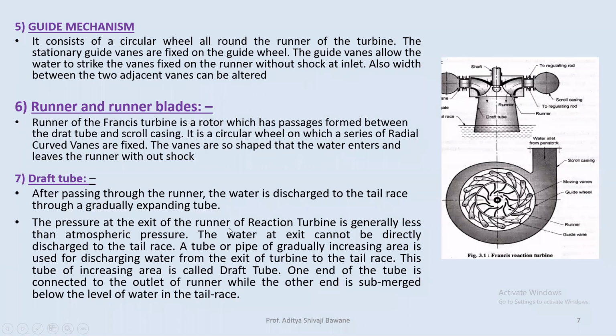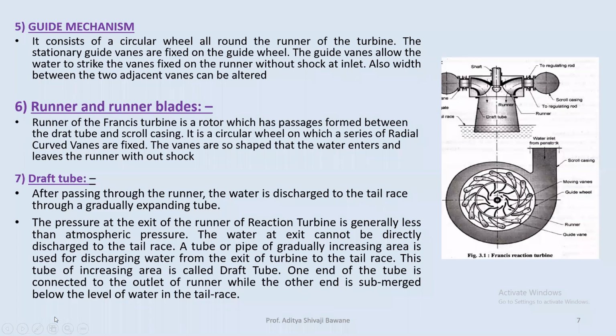So the pressure at the exit of the draft tube of a reaction turbine is generally less than the atmospheric pressure. The water at exit cannot be directly discharged to the tailrace. That is what I was saying. A tube or pipe of gradually increasing area is used for discharging the water from the exit of the turbine to the tailrace. This tube of increasing area is called a draft tube. So whenever the cross section increases gradually, we can see it as a draft tube.